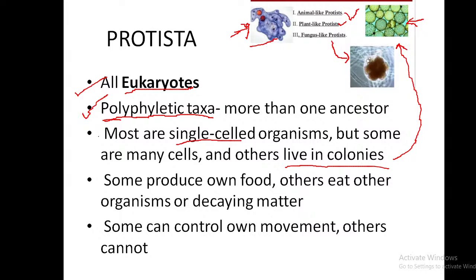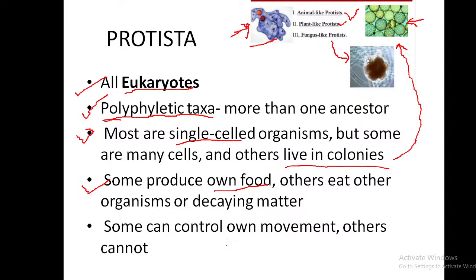Now coming to the type of food they consume. They are single celled, polyphyletic and eukaryotes. Coming to the type of nutrition, or the way they feed on food items, some organisms can produce their own food. Here, green or plant-like protists. Some protists can prepare their own food with the help of chloroplast. Plant-like protists prepare their own food.